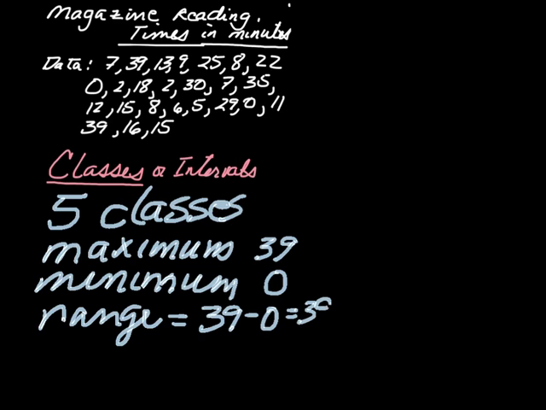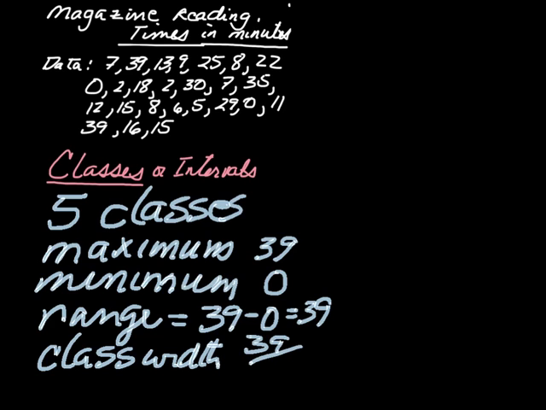Equal to 39. Then, to create our classes, what we want to find is something called the class width. The class width is a number we determine by taking the range and dividing it by the number of classes. Well, 39 divided by 5 is equal to about 7.8, and we round that up to 8. By rounding it up to 8, we have a whole number to work with. So I have now found my class width.